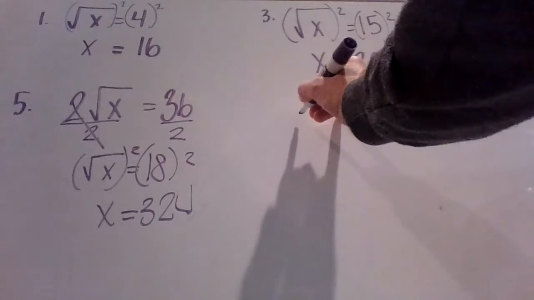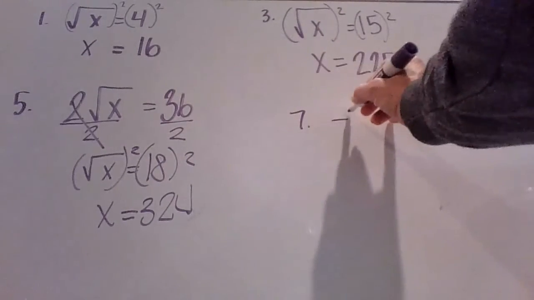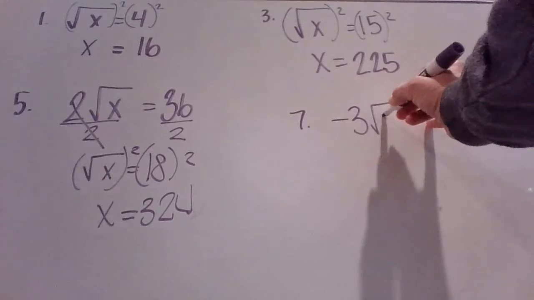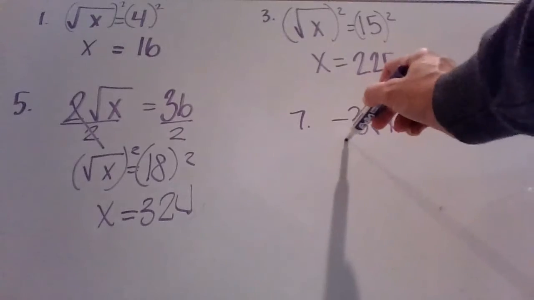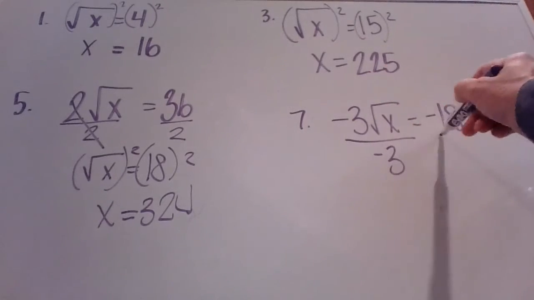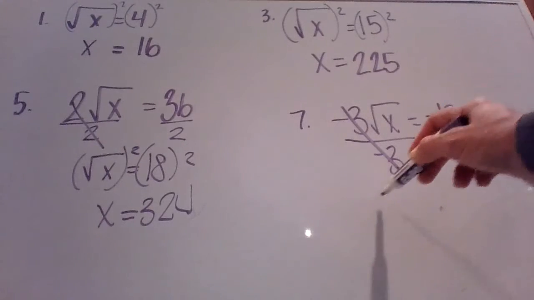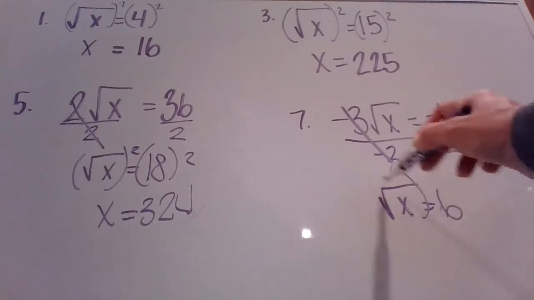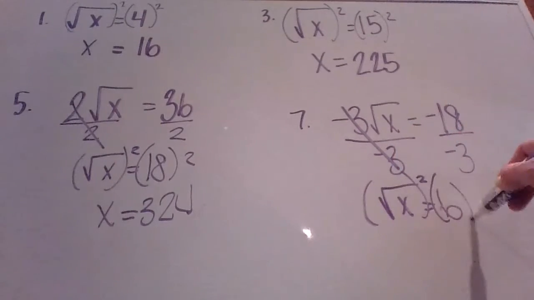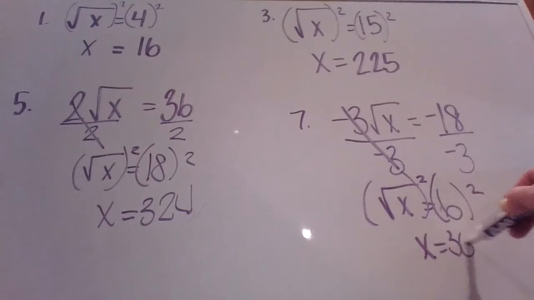Number 7. Negative 3 times the square root of x is equal to negative 18. So again, I'm going to divide both sides, on this one by the negative 3. I get the square root of x is equal to 6. Then I square both sides, and x is equal to 36.